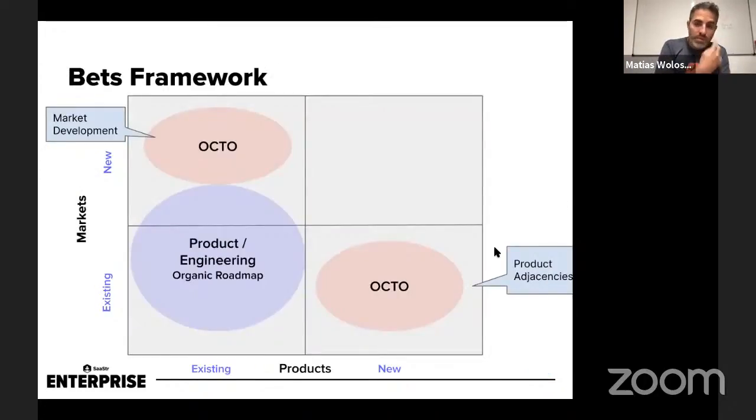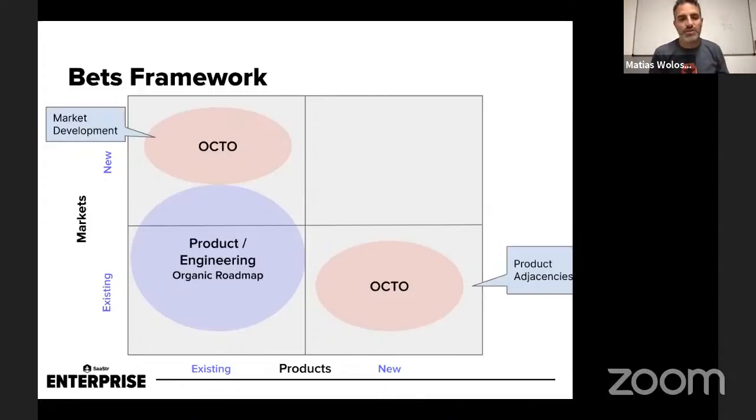The other important aspect of alignment between the office of the CTO and the rest of the organization, apart from the org structure, is how you define these swim lanes across the product organization, for the same reason that you don't want to create conflicts. This 2x2 matrix shows products and markets. The bottom left quadrant is where the core organic roadmap lives. It's building our existing product, selling to our existing market.